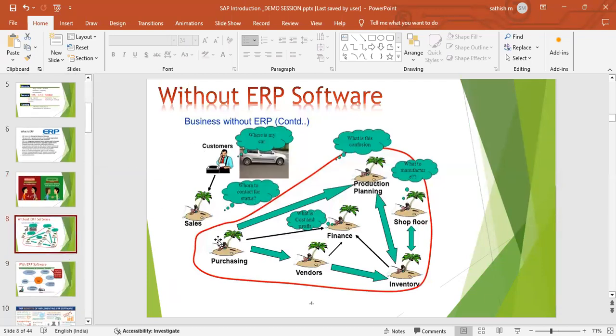So without ERP, this is how it works. If you see in this diagram, a customer has given his car to a shop, whether it is car washing, a car mechanic, or a car repair shop. And the shop said that they will update him after one or two days.